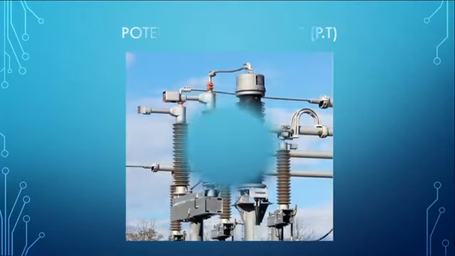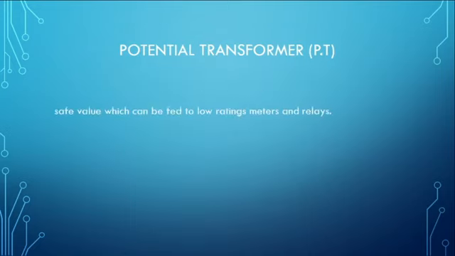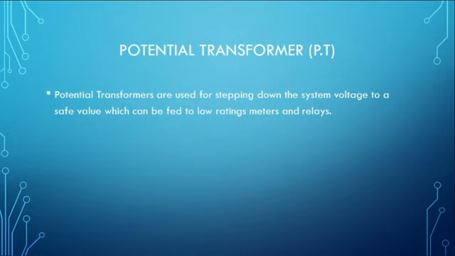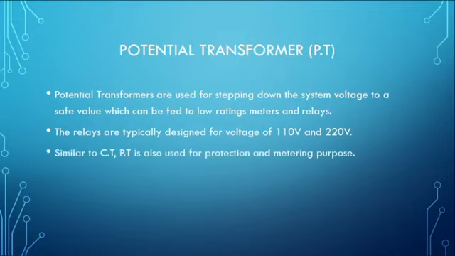Similar to current transformer, we have potential transformer, commonly referred to as PT. Potential transformers are used for stepping down the system voltage to a safe value which can be fed to low ratings meters and relays. The relays are typically designed for voltage of 110 volt and 220 volt. Similar to CT, PT is also used for protection and metering purpose.